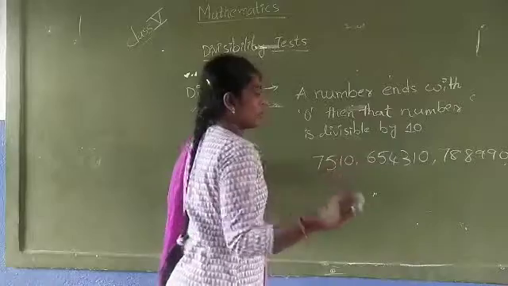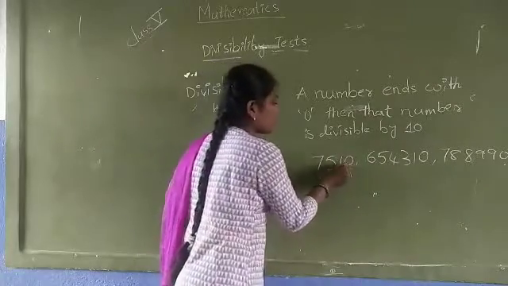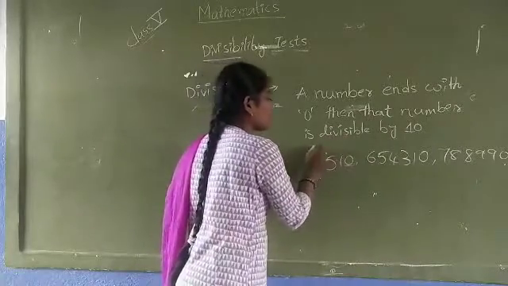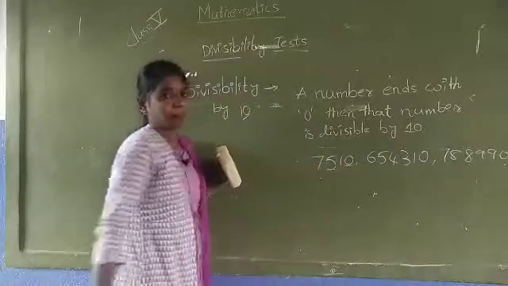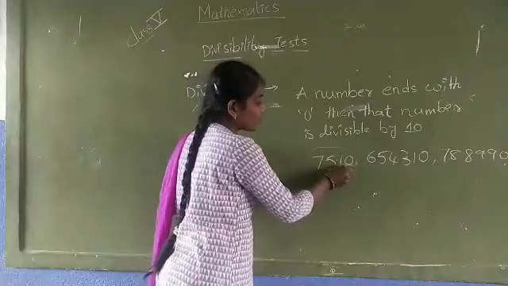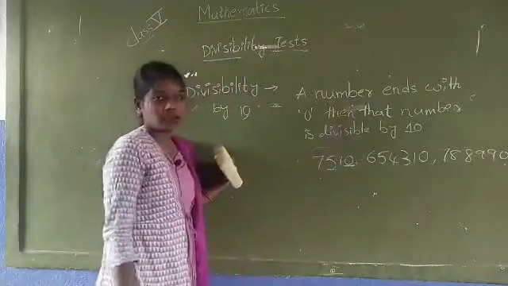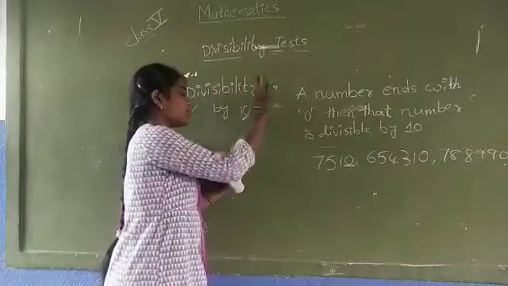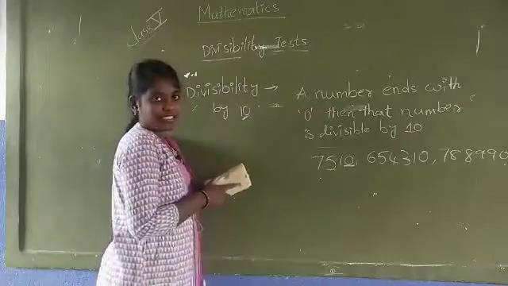In any number, if that number ends with 0, then that number must be divisible by 10. If a number ends with 0, that number must be divisible by 10. This is the divisibility rule of 10.